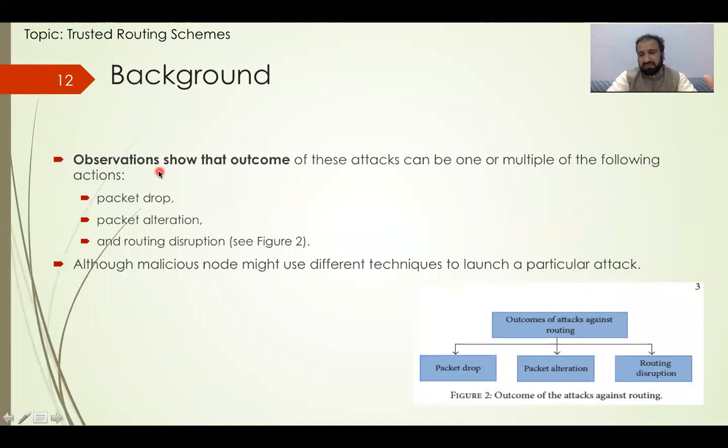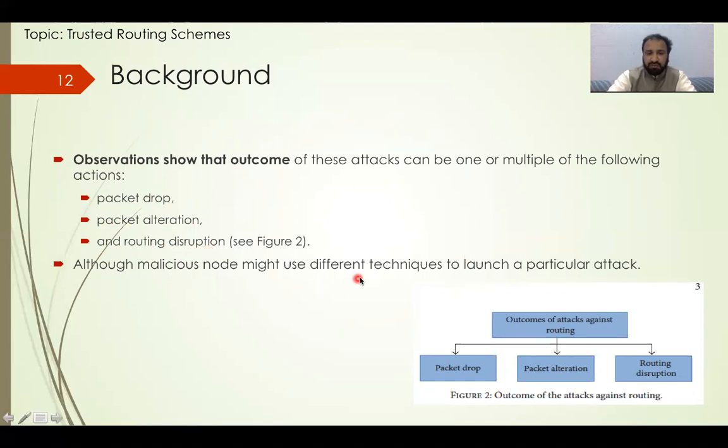Normally, what are the outcomes of these attacks? As I mentioned, this topic was on the routing process, and routing is performed on the network layer. I am telling you this again and again. So definitely the outcomes of these attacks will be the parameters which you want to improve on the network layer, or the parameters which will be badly affected by unauthorized users. So these are packet drop, packet alteration, and routing disruption. These are the parameters of the network layer as well, and as they are attacks on the network layer, the outcomes will be network layer parameters.